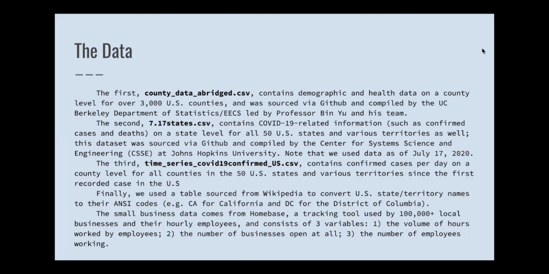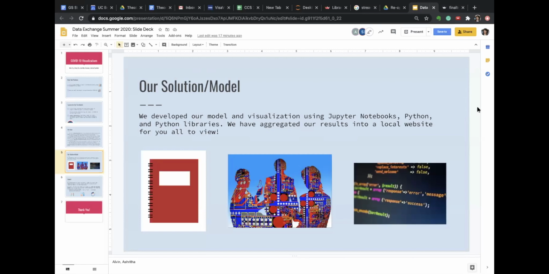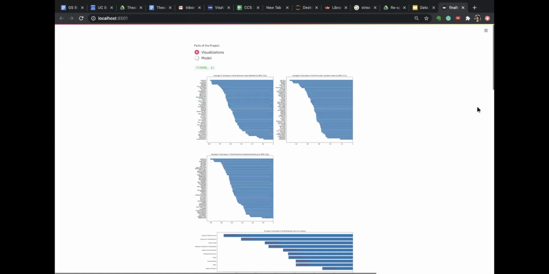And finally, for our business visualizations, which we'll cover in a bit, the small business data comes from Homebase. Homebase is a tracking tool used by 100,000 local businesses and their hourly employees and consists of three metrics, namely the volume of hours worked by employees, the number of businesses open, and the number of employees working. Our solution consists of two parts, which was published to a website via the Streamlit Python plugin. The first part is a series of visualizations on the small business dataset, and the second part is a predictive SIR model on the COVID dataset.